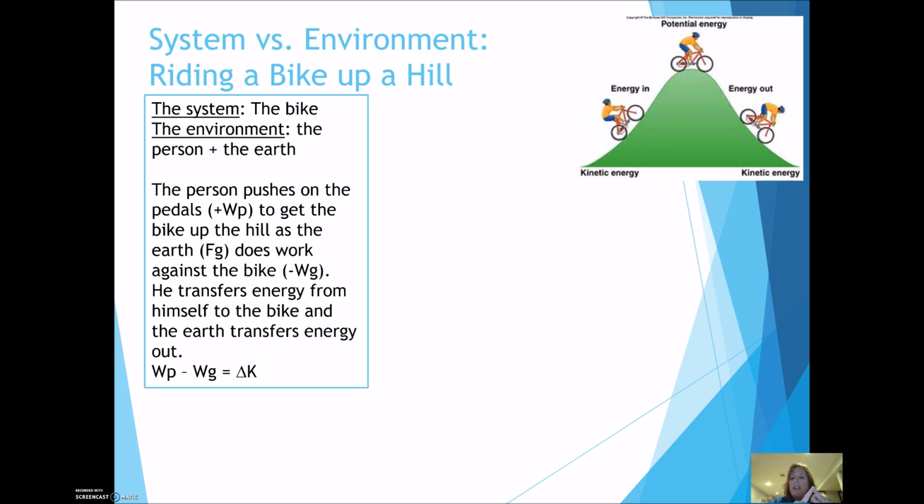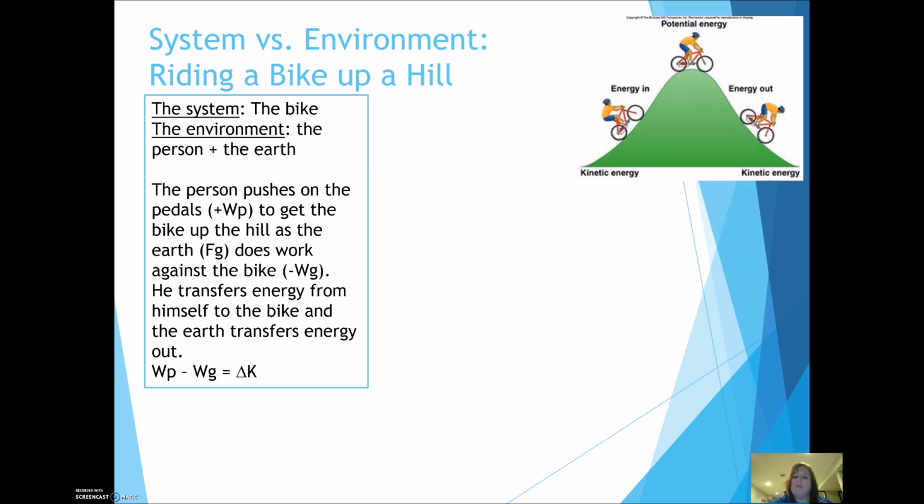The earth is doing negative work, right? Because the force of gravity is down and the person is going up, at least on the way up. On the way down, it might be opposite. And those energy transfers are giving the bike kinetic energy. So if I wrote this as the generalized work energy equation, we'd say that the initial kinetic energy plus the work done by the person minus the work done by the force of gravity is equal to the final kinetic energy. So if we had information about those forces, this is the way I'd set up the problem.